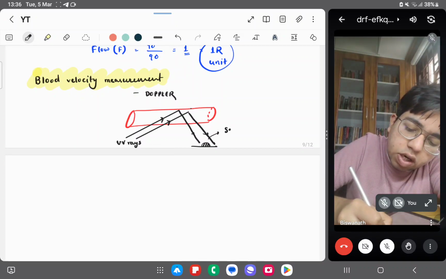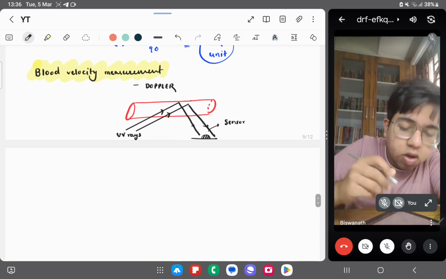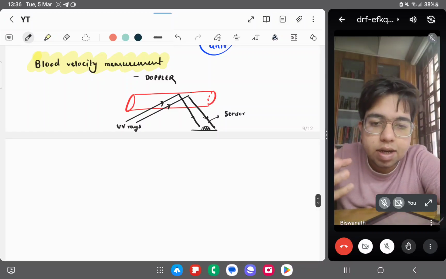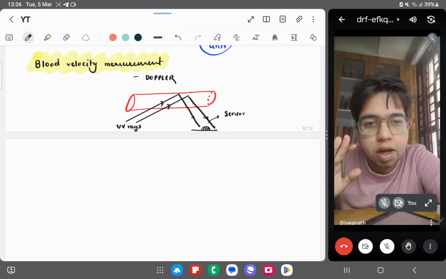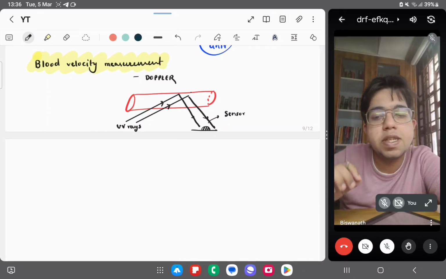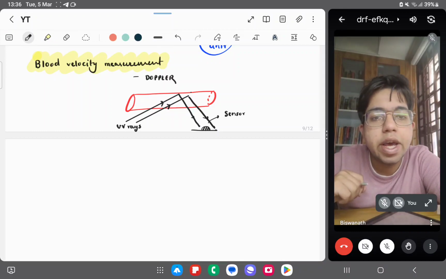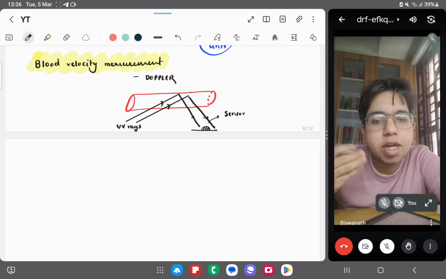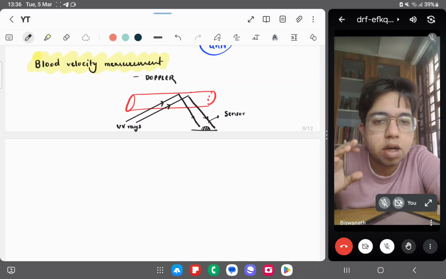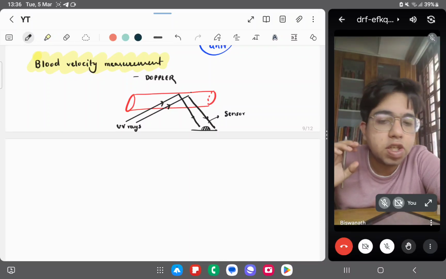This is known as your sensor, and the sensor will sense the waves. This is a direct method, which is done by Doppler flow methods. Some other methods for measurement of blood flow velocity are called the indirect methods.